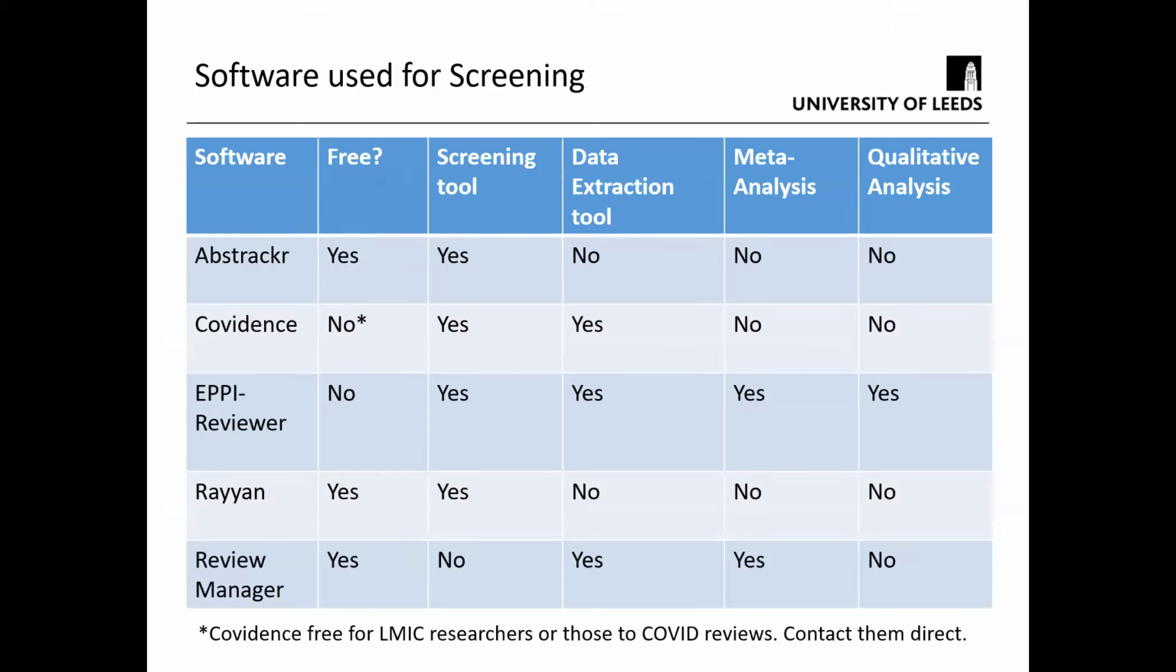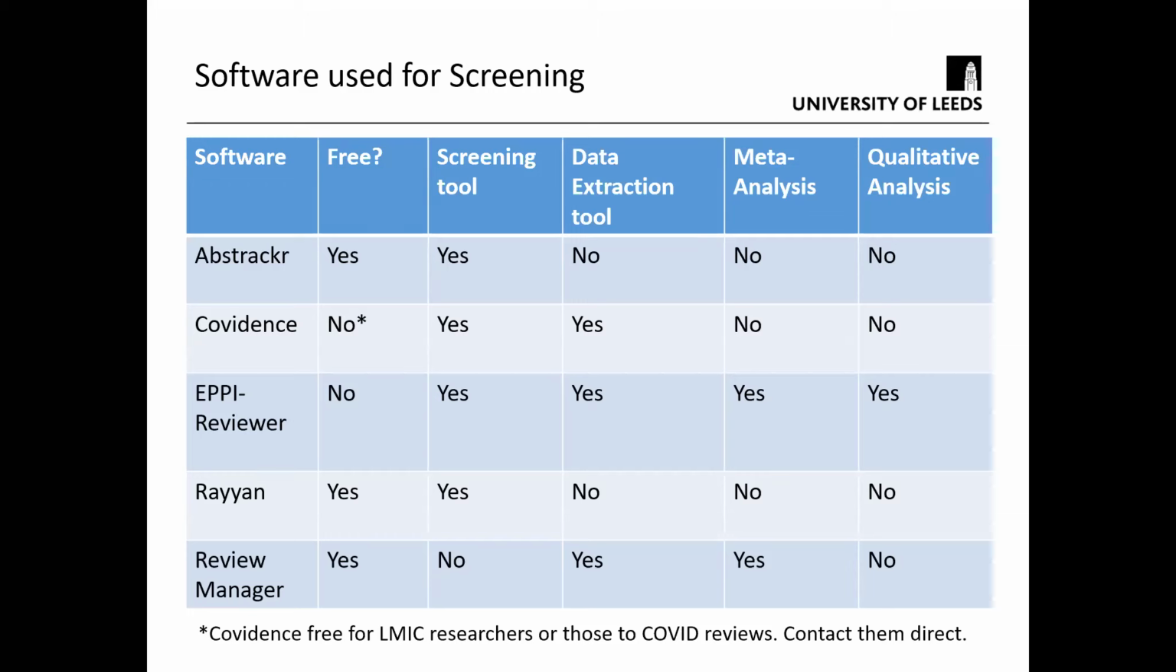However, they're advertising on their website at the moment that if you are a researcher in a lower middle income country doing a review, they will give you the software for free to do that review. And also if you're doing a COVID review, then they are making it available for free. You need to contact Covidence direct for that. And I'm working on another project where a colleague in Pakistan has set up our review through Covidence, and that's worked really well.